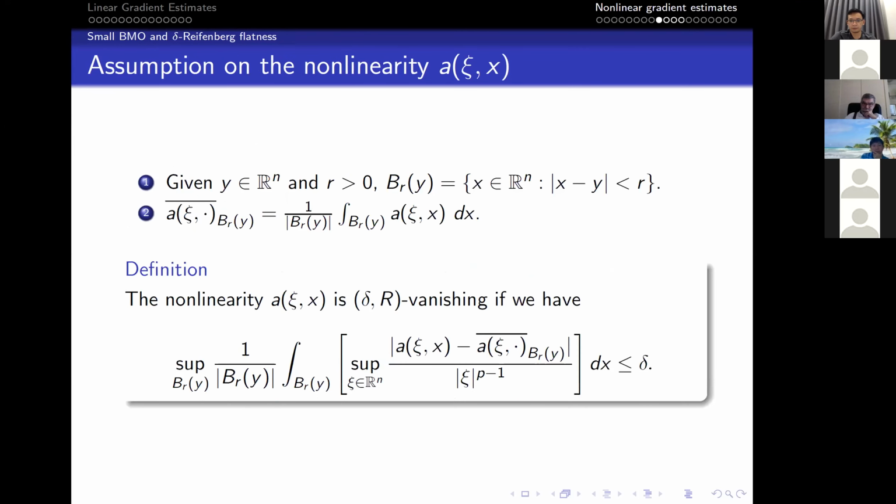Okay, so again, we use the same assumptions, like this small BMO assumption. If we look at this nonlinearity, it has these growth conditions in terms of the gradient variable, and it has a small BMO seminorm. Then we expect that it should be working.